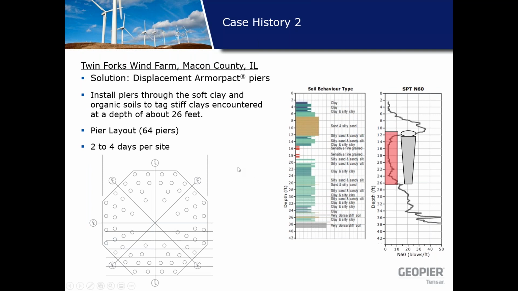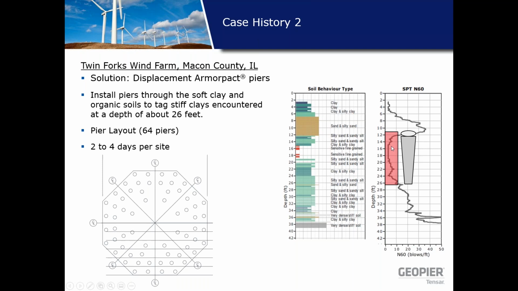So once again, since this is a case history, this was clearly a Geopier job. We went with the Armor Pack solution on this. This is the rigid inclusion system I talked about earlier. The importance is that we were a little concerned about the organic zone from about 15 to 20 feet. We could have put in a rammed aggregate pier. However, over time, that pier could have lost confinement and we could have had unfavorable total and differential settlements.